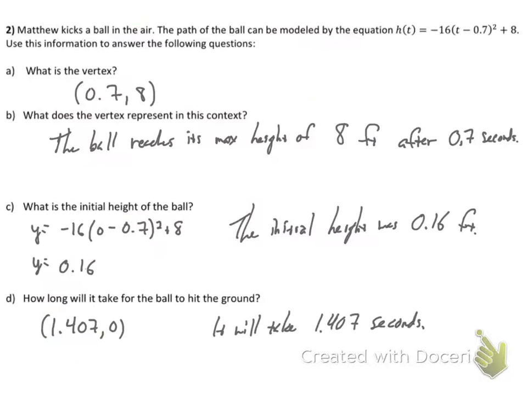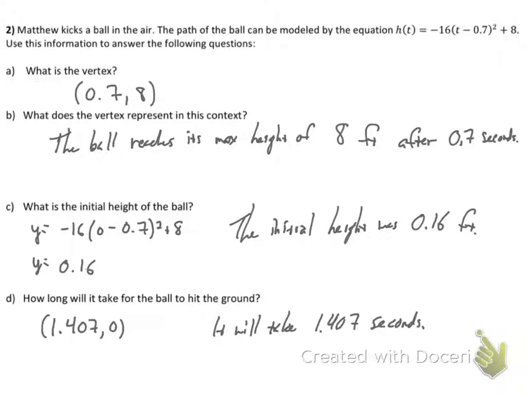Now we get to our next word problem. Okay, pretty straightforward here. Vertex is the H and the K value. We know the vertex represents the min height or the maximum height. 9 times out of 10, it's going to be the max. So the ball reaches its max height of 8 feet after 0.5 or 0.7 seconds.